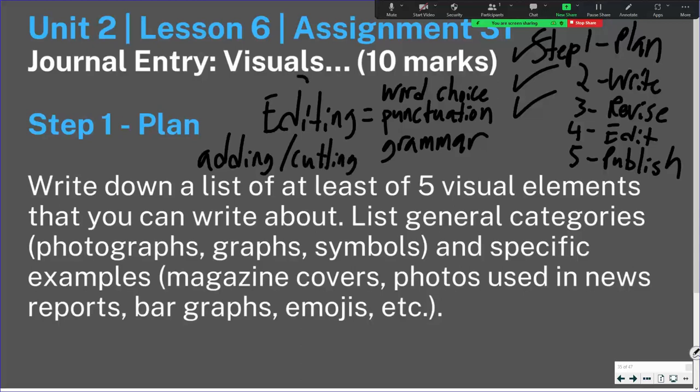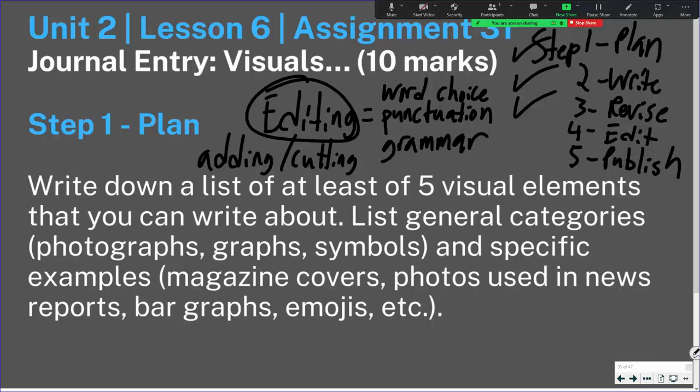So revising is big picture stuff. Editing is little picture stuff. And I really want to recommend that you try the editing techniques that I have been pushing in this course, because I've used them for years and they're really effective. So read your work out loud. Write it down, type it up, and then actually read it out loud to yourself. Bonus points for recording yourself into a microphone or your cell phone or whatever and playing it back for yourself.